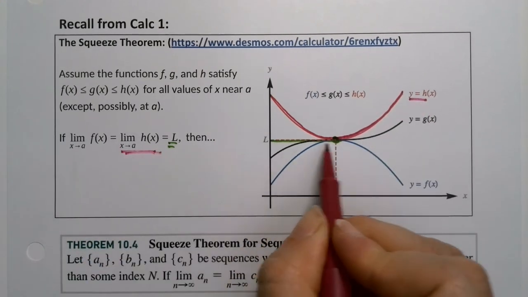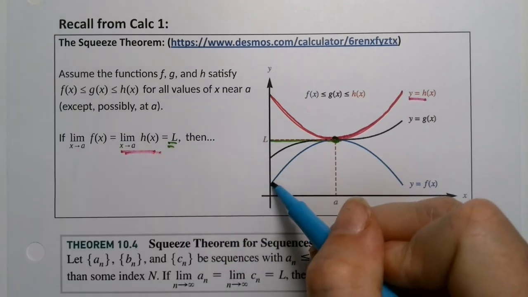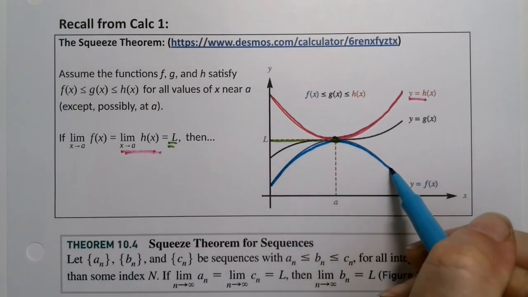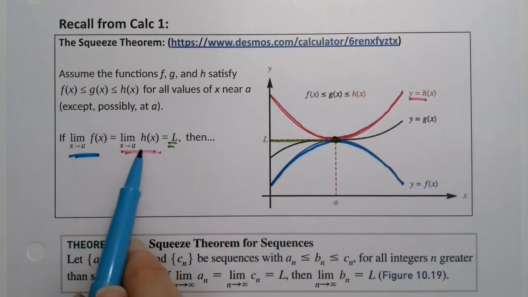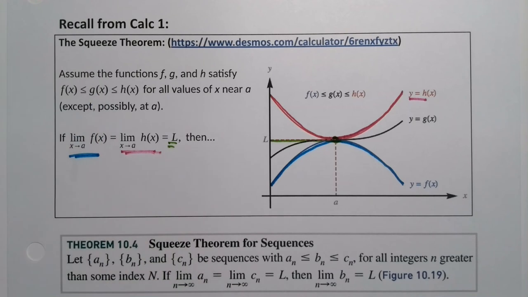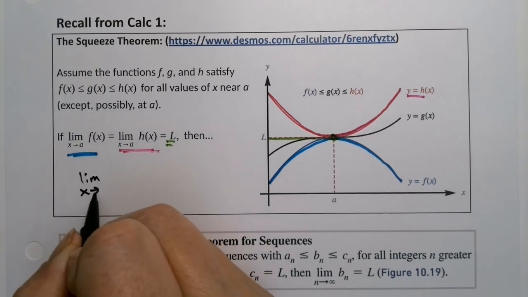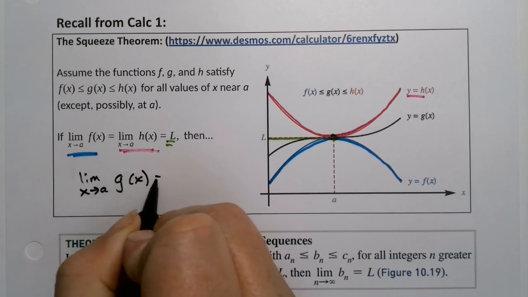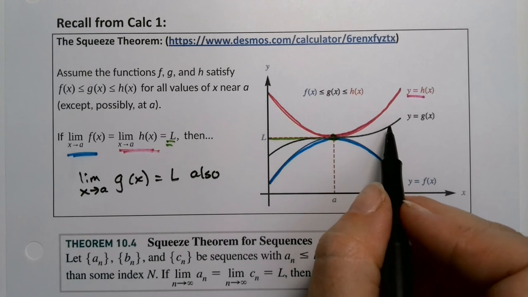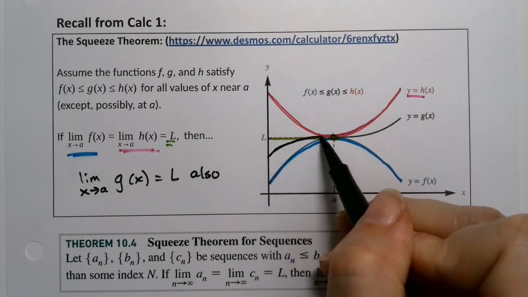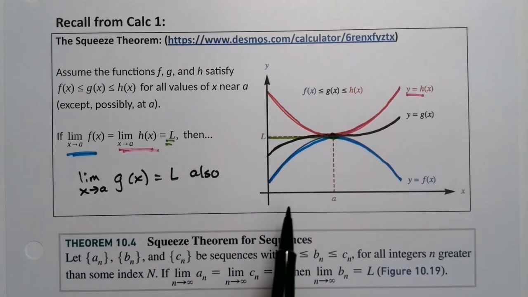So h of x is going to that L value, and then f of x, which is this blue one down here, is also going to L at this spot A. So if they're both going to L at A, then so must g of x. Then the limit as x goes to A of g of x must be L also, because it's squeezed between those two curves. See, g of x is right here, and it's squeezed between the pink one and the blue one at A.